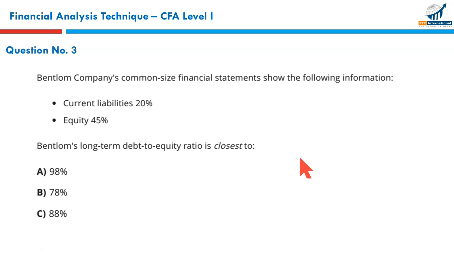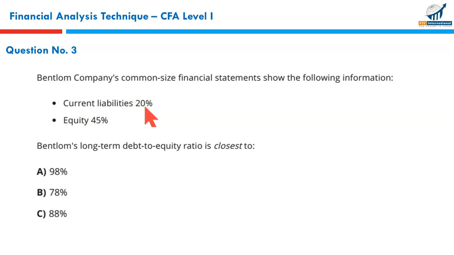Now we have no computational questions, more computational questions and very few theoretical questions. Bentlom Company's common size financial statement shows the following information. Current liabilities 20%, equity 45%. Bentlom's long-term debt to equity ratio is closest to? First of all, we need to analyze the information that is given. We have been given current liabilities in our common size financial statements: 20% of the total balance sheet. Equity 45% of the total balance sheet. It means these percentages have been given as a percentage of balance sheet total.